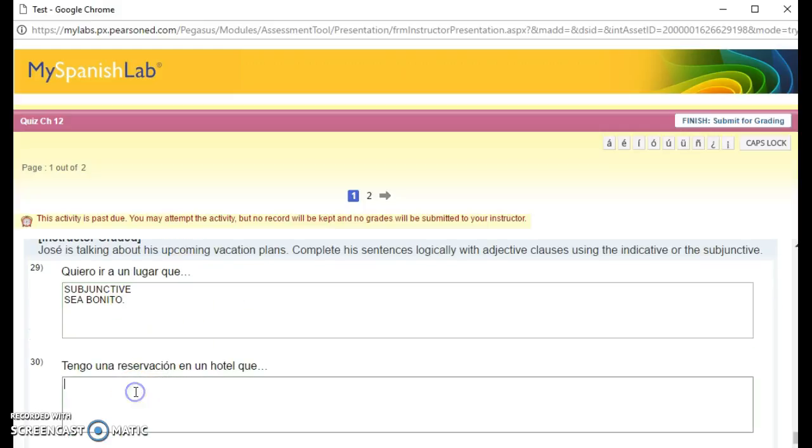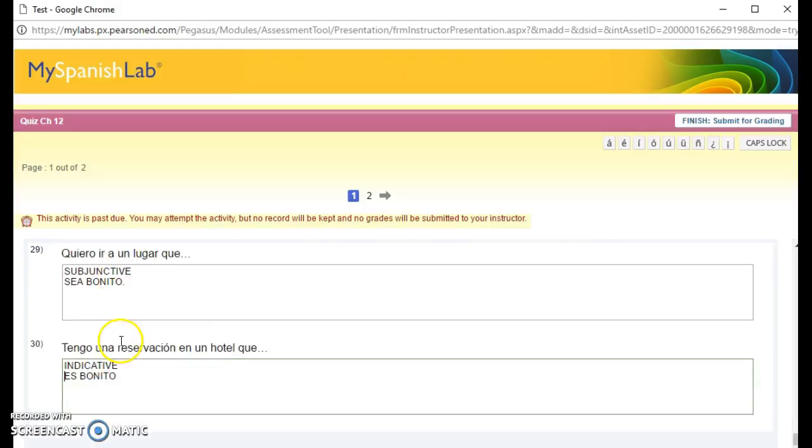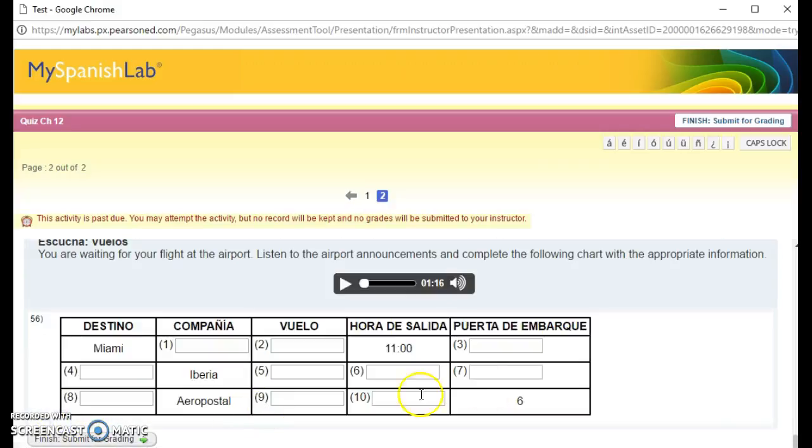Subjunctive. I have a reservation in a hotel that es bonito. I'm not being very creative here, but this is going to be indicative because it's a specific hotel. I have a reservation in a hotel that is pretty. So that is a specific hotel that already exists. You already know which one it is. It's specific. Here it's not. Here it's a place that's pretty. We don't know what place yet. This is a hotel that we already have a reservation in, therefore you use the indicative there. And it can be, I said bonito, but you can do anything that's logical.